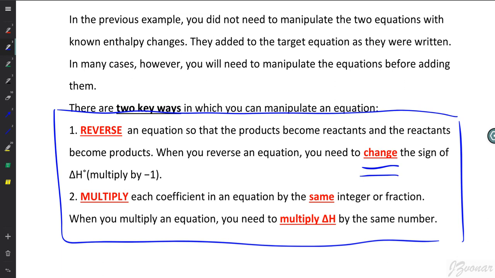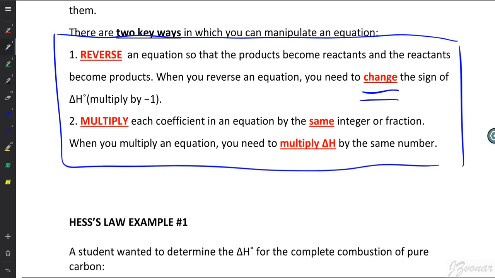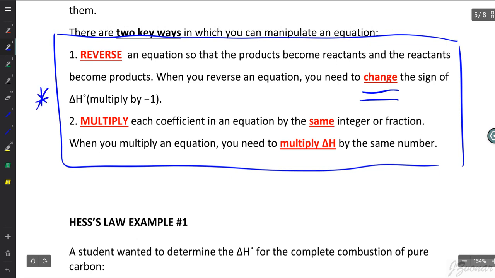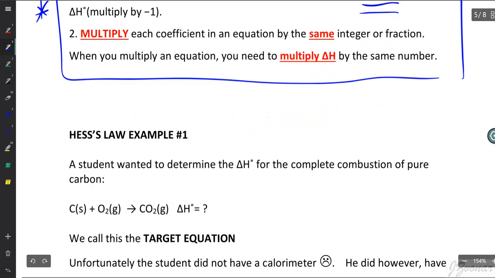The second way in which we can manipulate an equation is by multiplying each coefficient in the equation by the same integer or fraction. When you multiply the equation, you must also multiply the delta H value by that same number. All right, so very important rules that we need to follow in the next more complex questions, because they won't be as easy as the previous one.